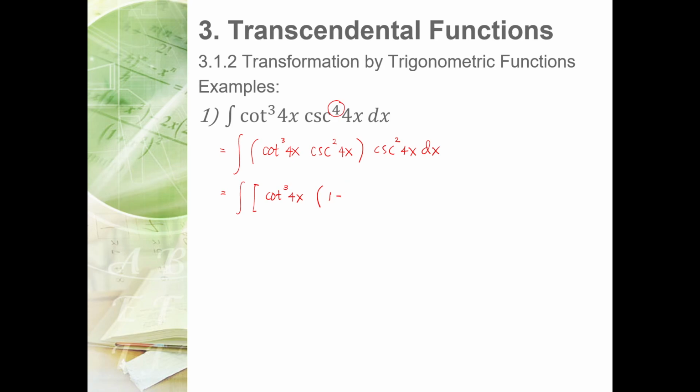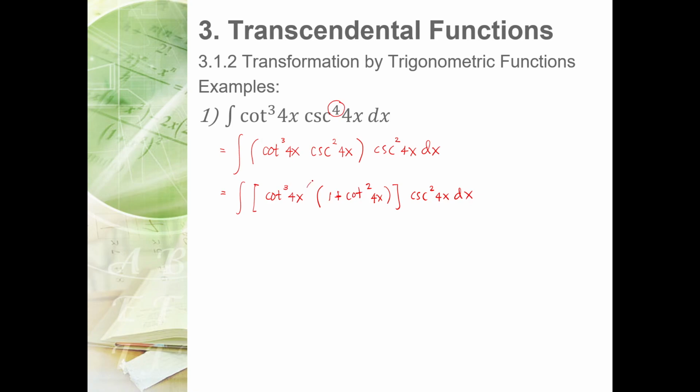So let's try to search here. So it is plus. So 1 plus cotangent squared, it is plus. And then cosecant squared 4x dx. Okay?